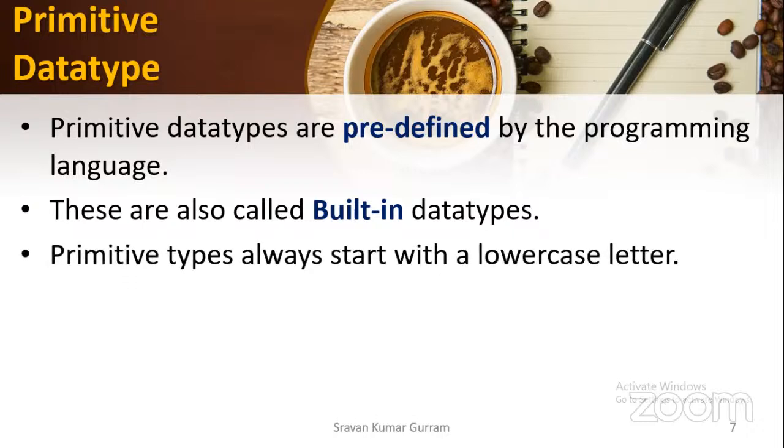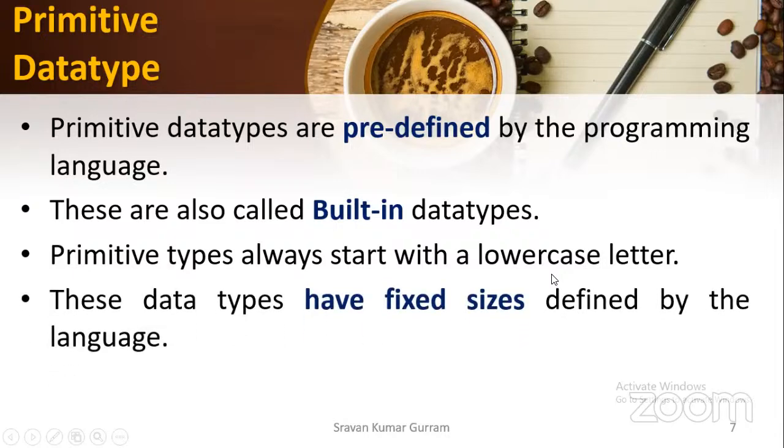Primitive data types always start with a lowercase letter. Those are already predefined. For that, we are using some keywords. Suppose if you want to use int, you should write it in lowercase only. All the primitive data types must be, not only the start, the complete word, in lowercase only. Int, float, char, double, whatever. All of those should be in lowercase letters only.